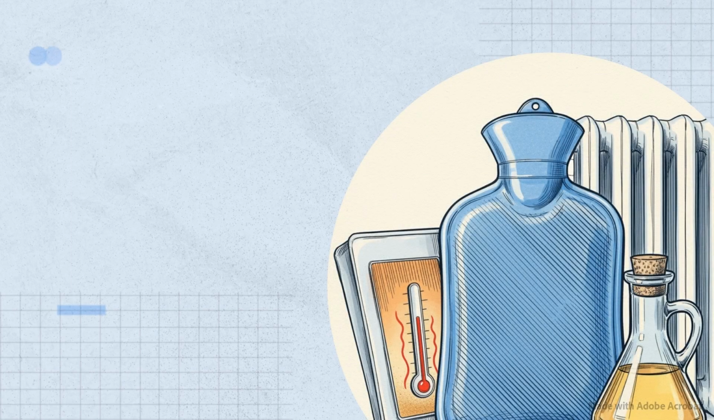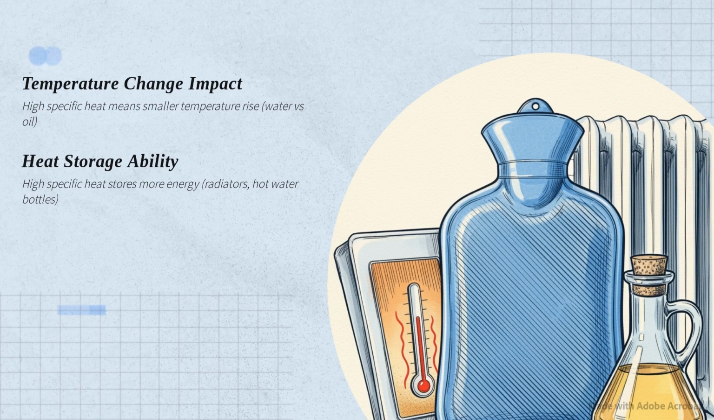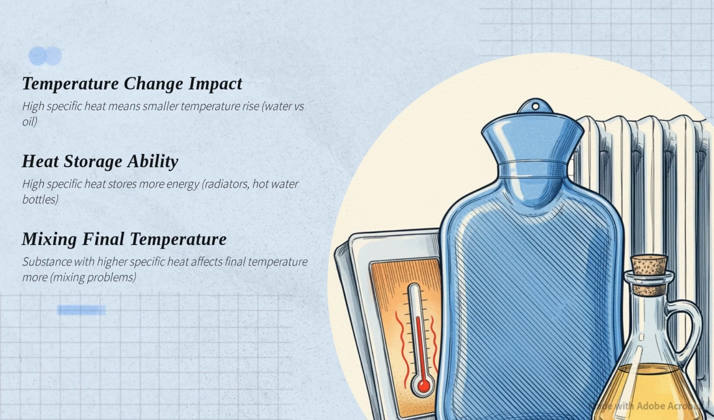Specific heat capacity determines how substances respond when mixed, affecting temperature changes and energy storage. When mixing substances, those with high specific heat experience a smaller temperature rise, as seen when water heats less than oil. Materials with high specific heat can store more energy, making them ideal for radiators and hot water bottles. When mixing hot and cold substances, the one with higher specific heat has a greater effect on the final temperature.